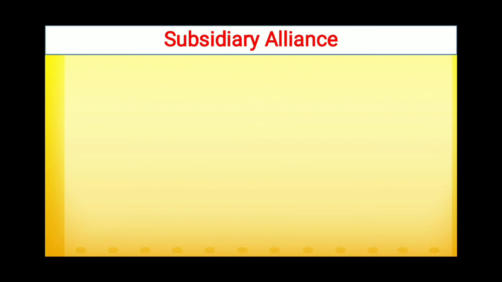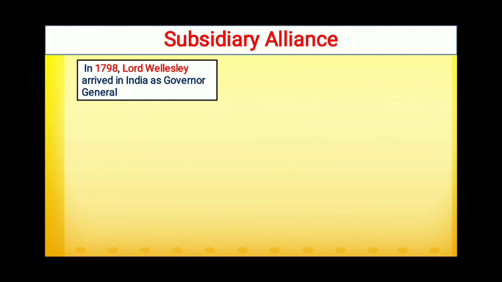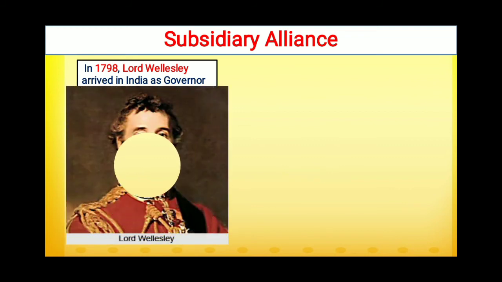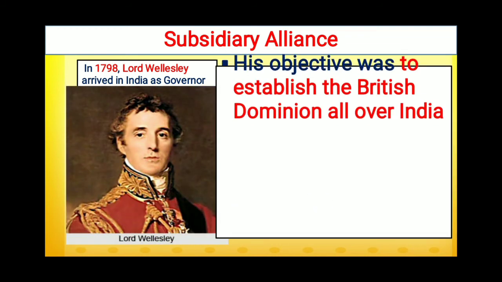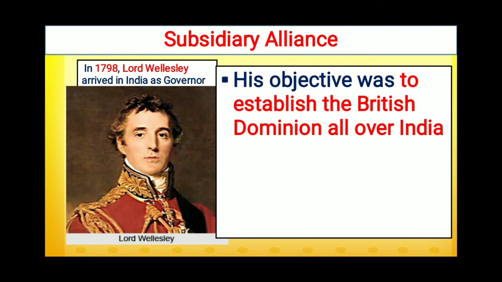Then the next point is subsidiary alliance. In 1798, Lord Wellesley arrived in India as Governor General and played an important role, if we talk about the British East India Company. His objective was to establish the British dominion all over India.